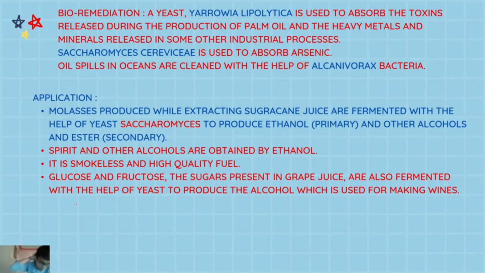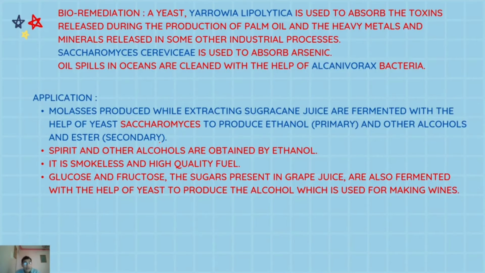Okay, now molasses produced while extracting sugarcane juice are fermented with the help of yeast Saccharomyces to produce ethanol, that is the primary product, and other alcohols and ester as a secondary product. Okay, so we all know that with the help of sugarcane, we produce sugar. So in the sugar factory, along with the sugar, alcohol is also produced. And that alcohol is produced by fermenting the molasses, okay, the byproduct of the sugarcane.